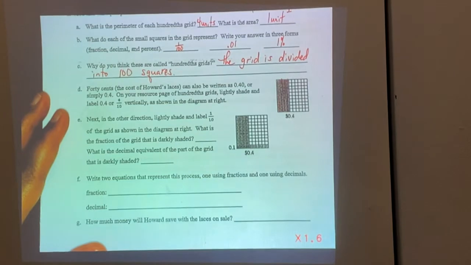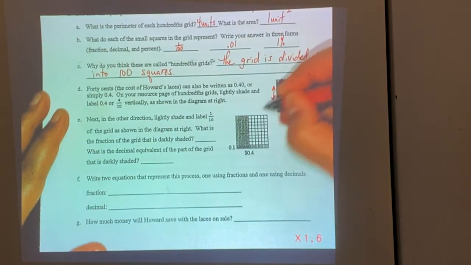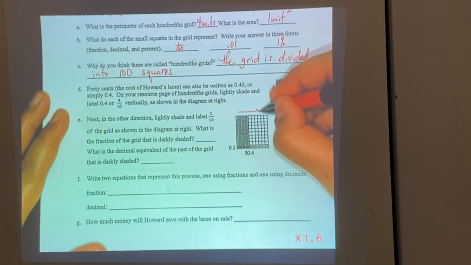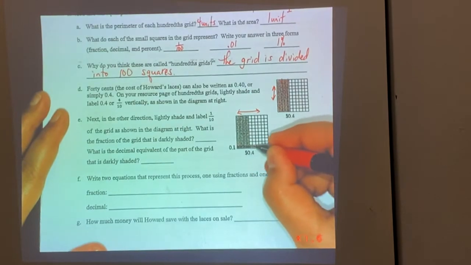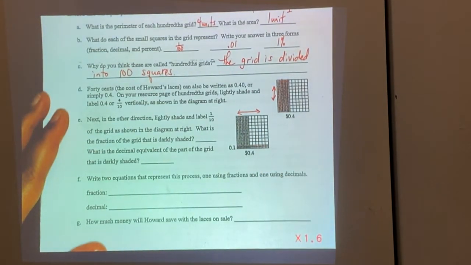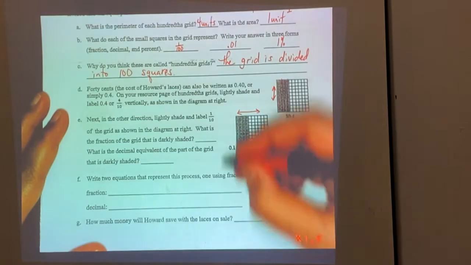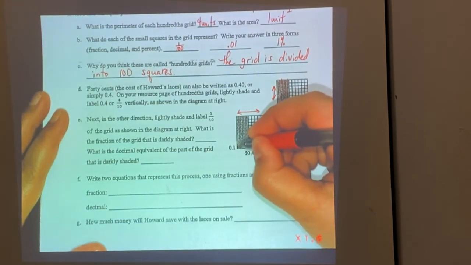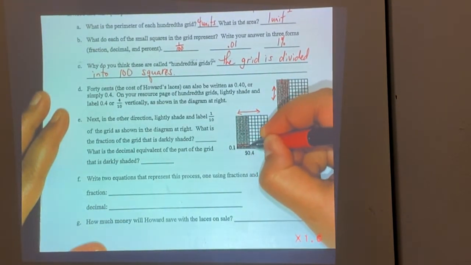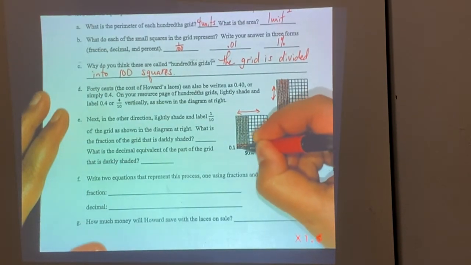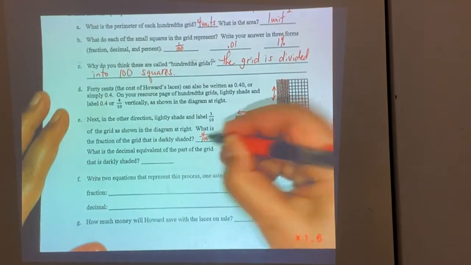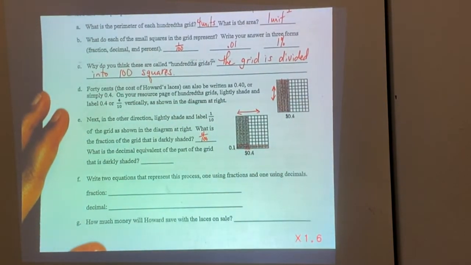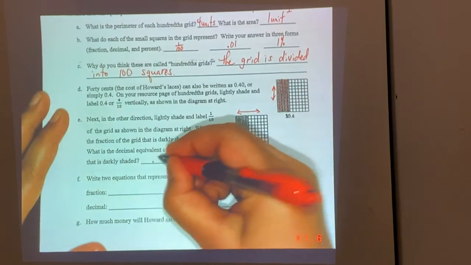Okay. Next, in the other direction, so we went up and down this direction. Now we're going to go this way, in the other direction. Label 1/10. So here's 1/10. Okay. What is the fraction of the grid that is double shaded? So this part down here, you see that? I'm not doing a very good job. Got double shaded. So that would be 4 out of 100. Okay. What is the decimal equivalent to that? 0.04.